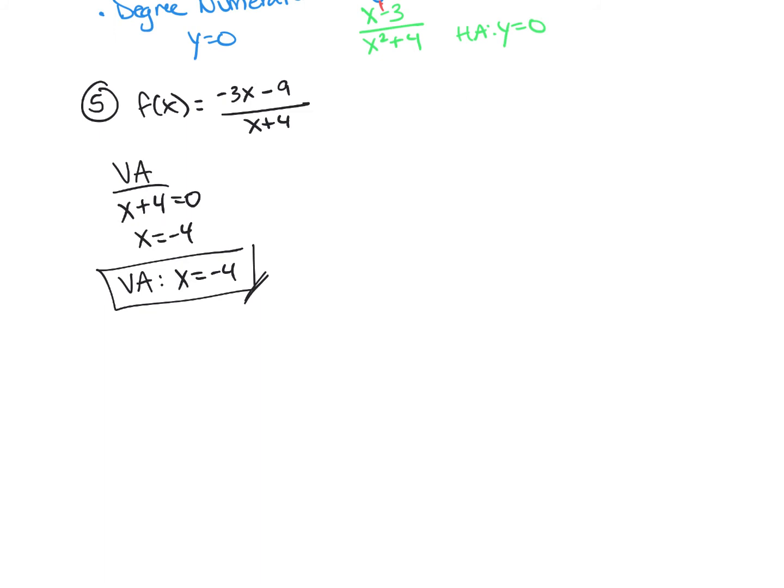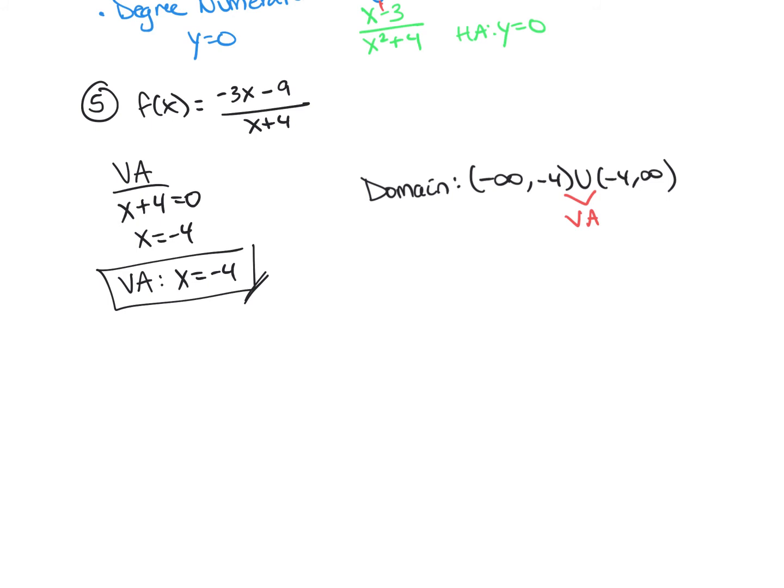Boom, done. And then from here, if we wanted to do our domain, remember, domain is all of our values except for that vertical asymptote. So we'll be going from negative infinity to negative 4, and from negative 4 to infinity with a break because of our vertical asymptote. So that's some of the stuff dealing with our x's.